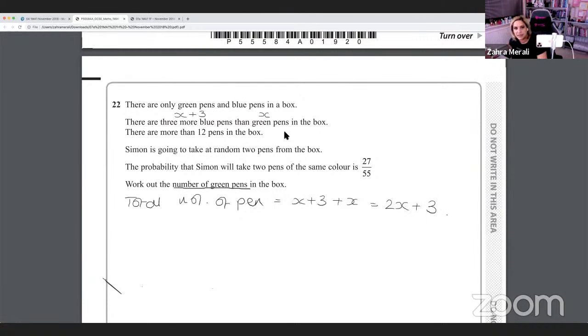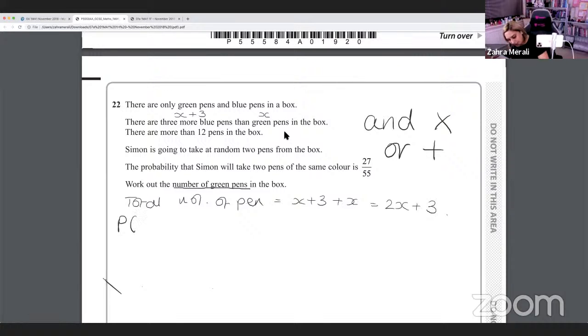Okay. Simon is taking 2 pens at random, and we want 2 pens of the same color. So we're going to have green, green, or blue, blue. In probabilities, and is times, and or is add.